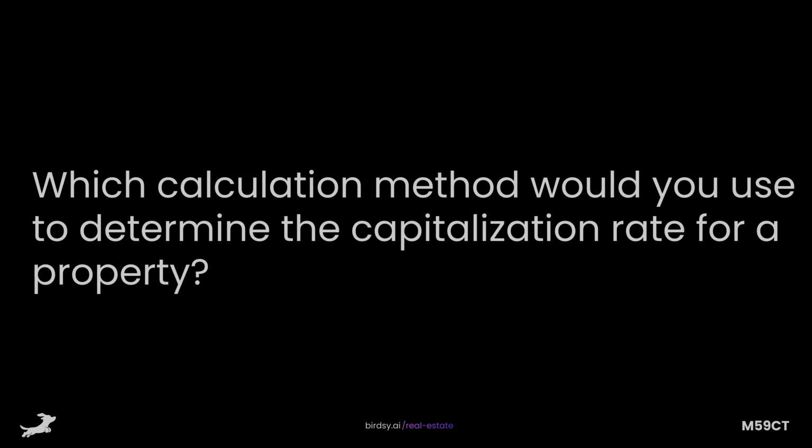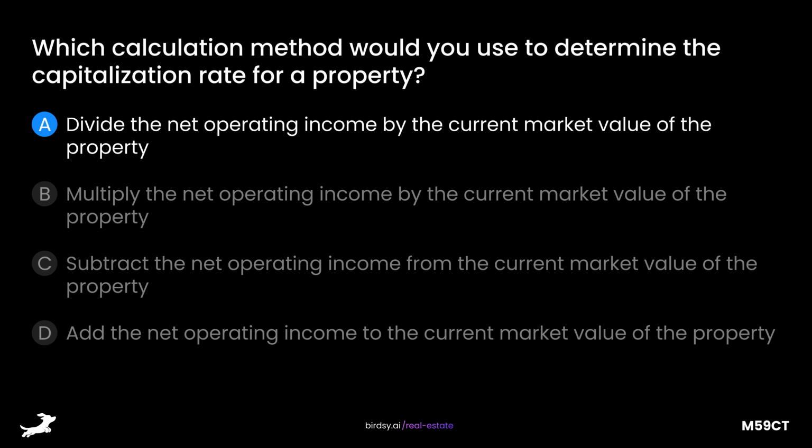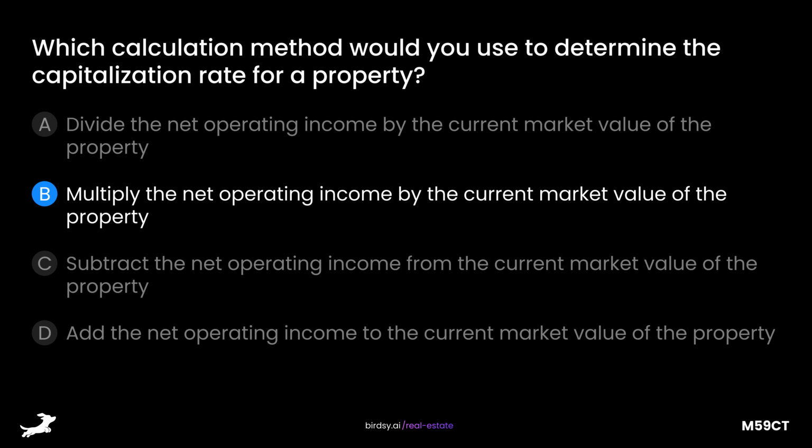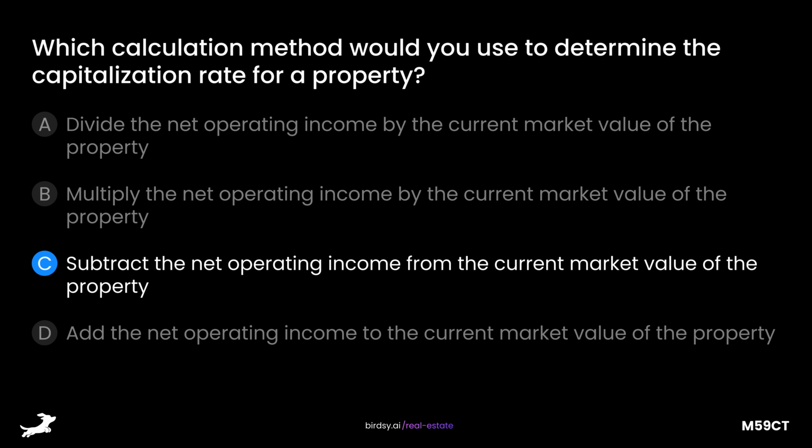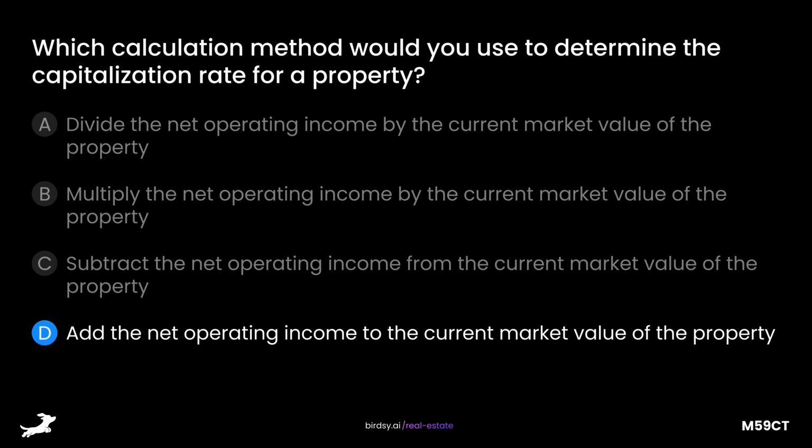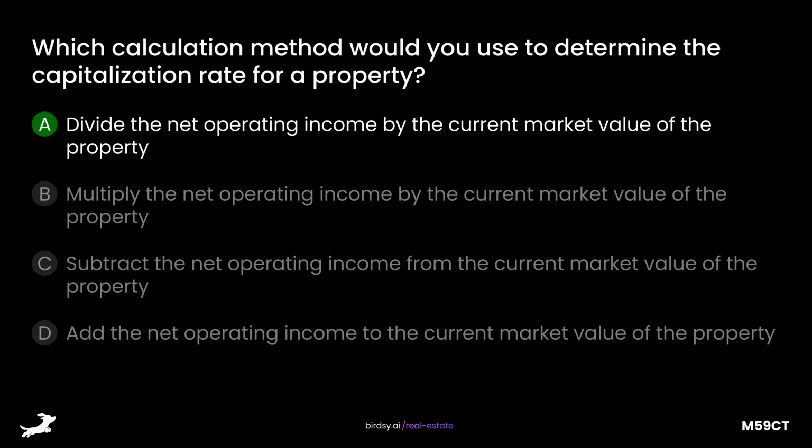Capitalization rate. Which calculation method would you use to determine the capitalization rate for a property? Is it A. Divide the net operating income by the current market value of the property, B. Multiply the net operating income by the current market value of the property, C. Subtract the net operating income from the current market value of the property, or D. Add the net operating income to the current market value of the property? The answer is A. Divide the net operating income by the current market value of the property.